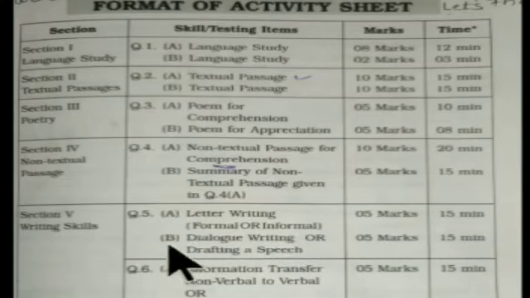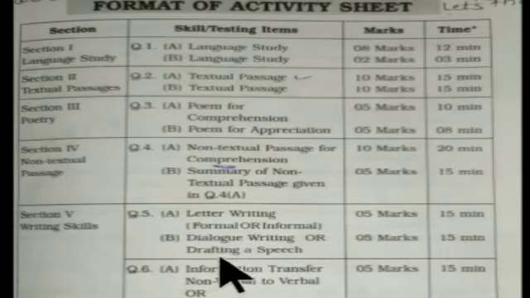Question number 5b is dialogue writing or drafting a speech. Select one from those, dialogue writing or drafting a speech. This question is also for 5 marks and you have to attempt this question within 15 minutes. Select one, dialogue writing or drafting a speech. In dialogue writing there are 3 sub questions. Marking system is 1, 1, 3.